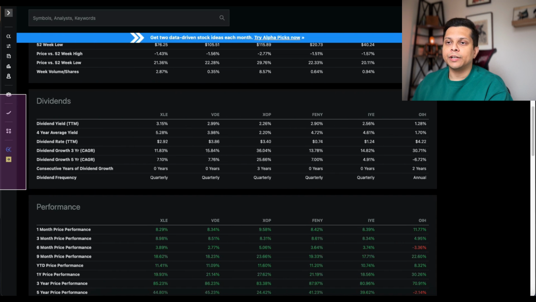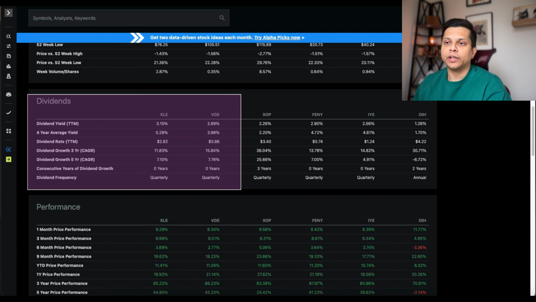Next up is dividend. So how does the dividends look like in both these scenarios? So for dividend yield for XLE is 3.15 versus 2.99 in VDE. So you do get a little bit more dividends in XLE. The 4-year average yield is 5.28 versus 3.98. The dividend rate is $2.92 you get trading 12 months, and 3.86 you get on VDE for the entire year. The dividend growth 3-year CAGR is 11.83 versus VDE is 15.84. Dividend growth for 5 years is 7%, but still VDE is leading the pack here. Consecutive years of dividend growth is 0 for both, and dividend frequency is quarterly, so that's not a surprise.